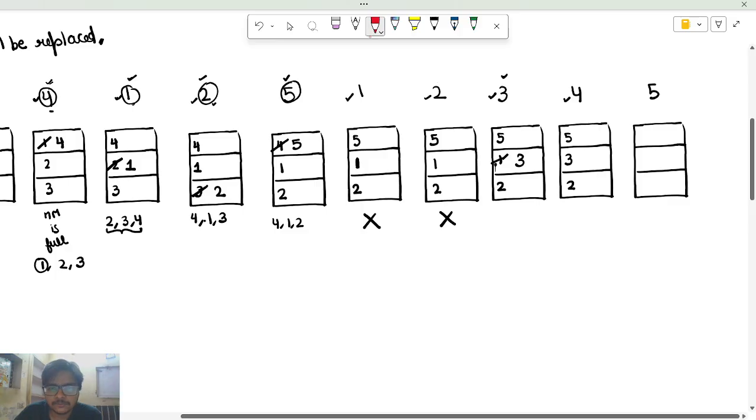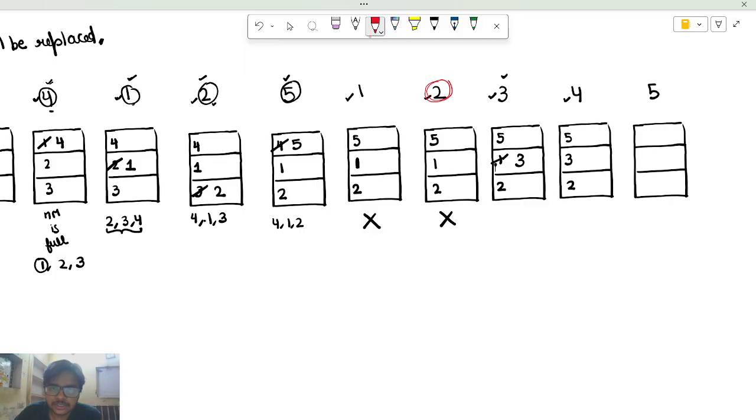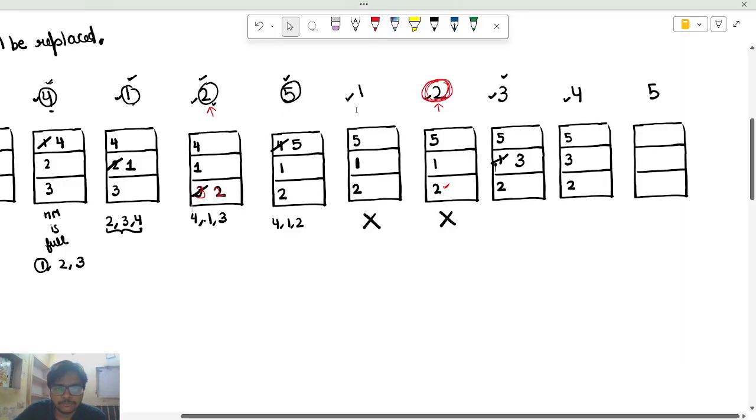So we are not considering this 2. Why? Because this is a page reference when 2 was already present, as you can see here. 2 didn't come into the memory at this point of time. 2 came in the memory at this point of time. As you can see, 2 came in the memory by replacing page number 3. Okay, so we do not have to consider this point.